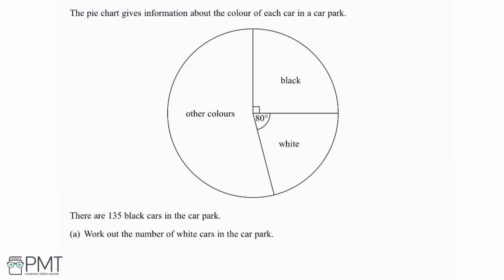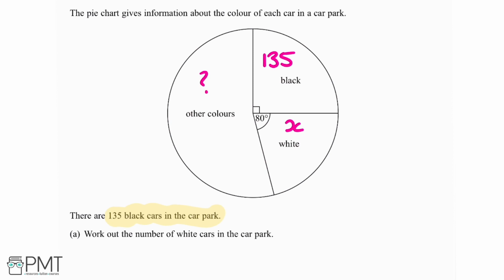The pie chart gives information about the colour of each car within the car park. We're told that there are 135 black cars in the car park. So part A says we need to work out the number of white cars in the car park. We know in the black section there are 135 cars, and we want to work out the number of white cars, and we don't know the number of other colours.